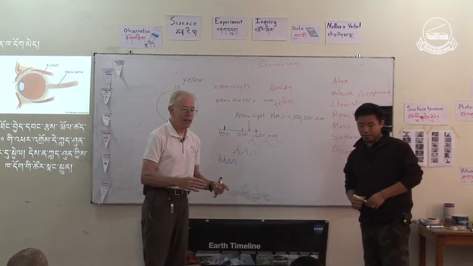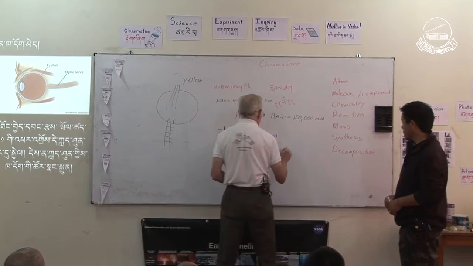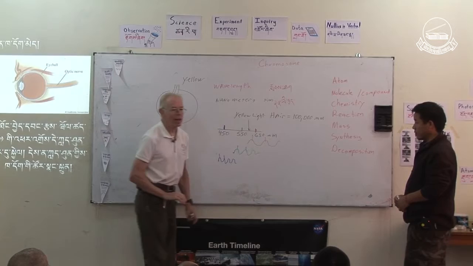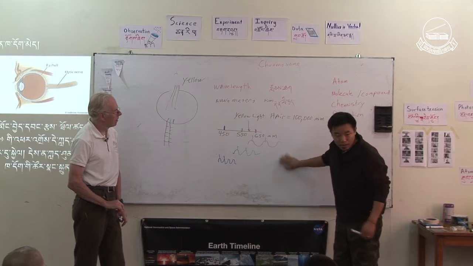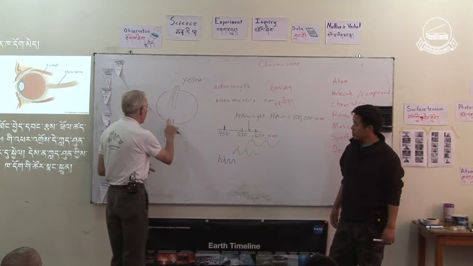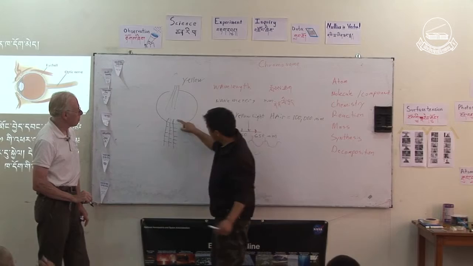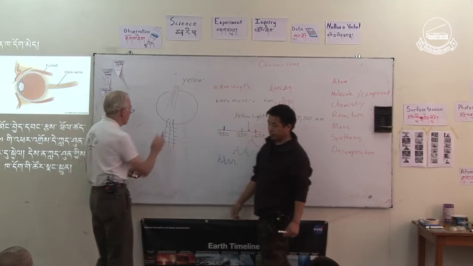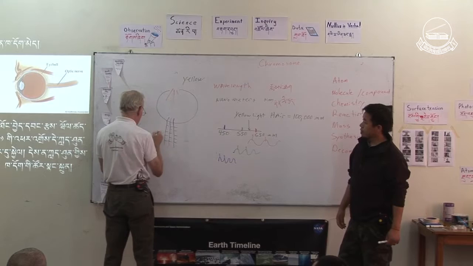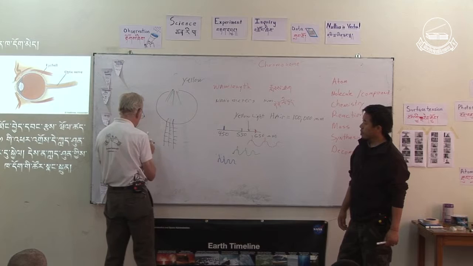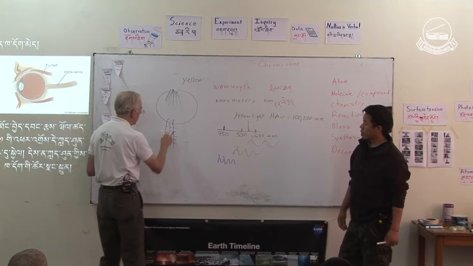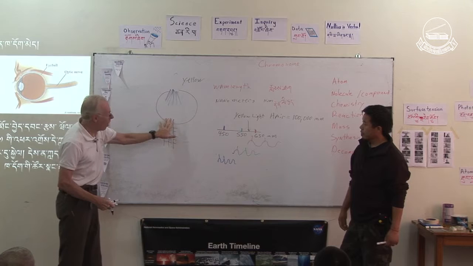No one wavelength of light is white. There's no wavelength for white light. To make white light, the red, the green, and the blue must all fire together. All the wavelengths of light come in. All of the cones fire. The brain makes up white.